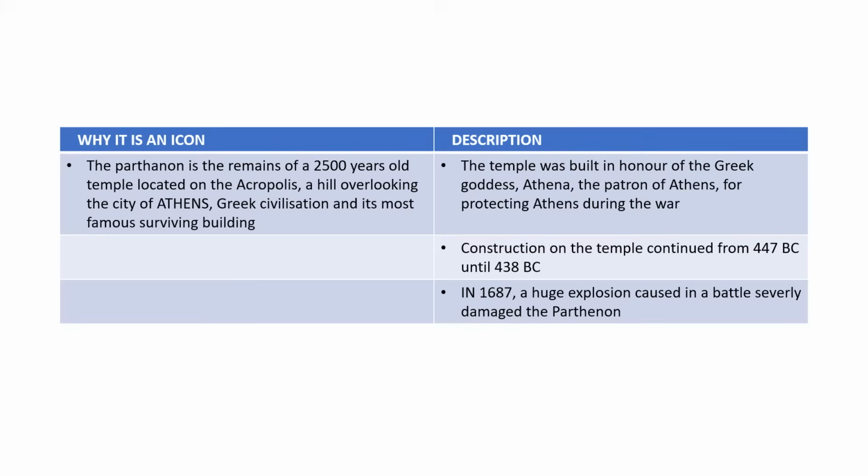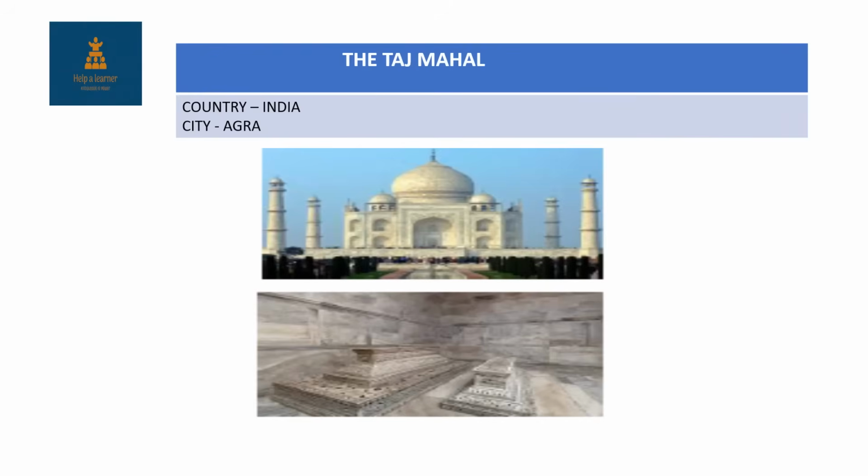Let's look at our next icon. We have the Taj Mahal. The Taj Mahal is found in the country of India, in the city of Agra. Look at this building. It's beautiful. Any visitor would love to visit this type of building. By looking at the outside of the building, you can see that there's a history in it.